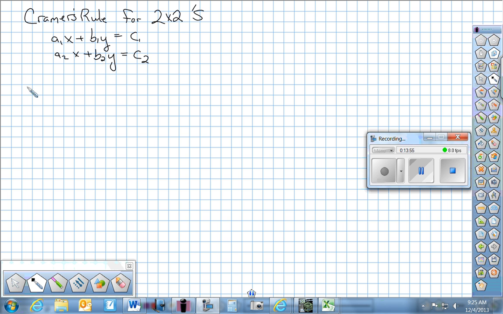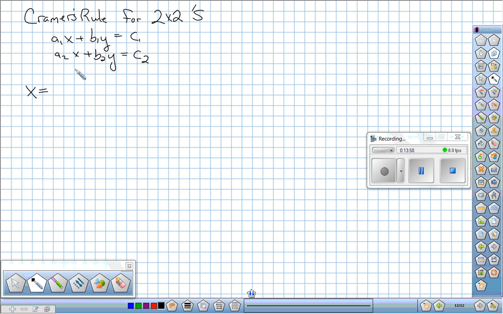In order to solve for x, then, Cramer, this fancy smart guy, used what he called x equals dx over d, and y equals dy over d. Now, how he used this is he would say dx, or actually it's easier to label d first. So d is the determinant of the coefficient matrix. I have a1, b1, a2, b2.